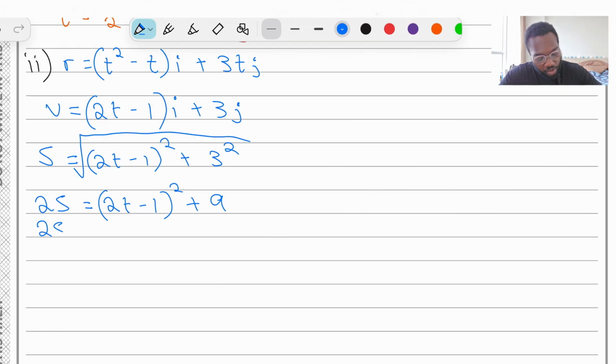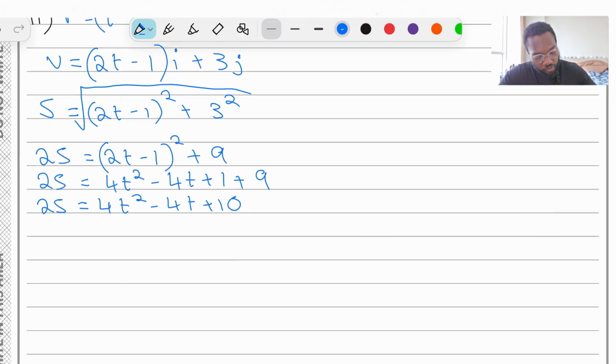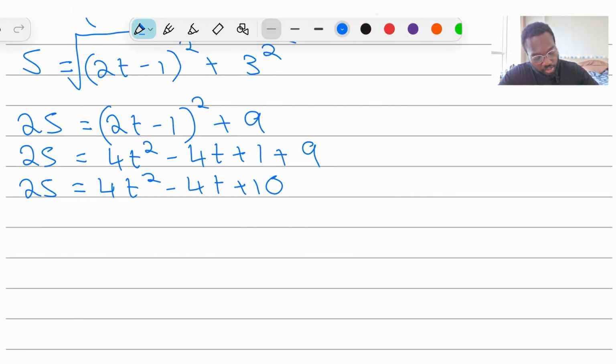So if we do that, we get 25 is equal to (2t minus 1) squared, so that will give me 4t squared. Then we get minus 2t minus another 2t, so that would be minus 4t. Minus 1 times minus 1 is a positive 1, and then plus 9. So therefore, we get 25 is equal to 4t squared minus 4t plus 10. And if we rearrange all of this, we get 4t squared minus 4t. Bring that 25 over. That would be 10 minus 25, so we get minus 15, and that is equal to 0.